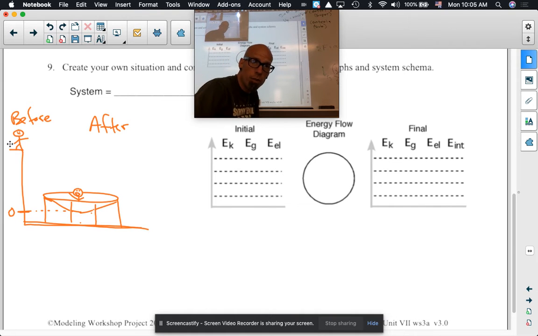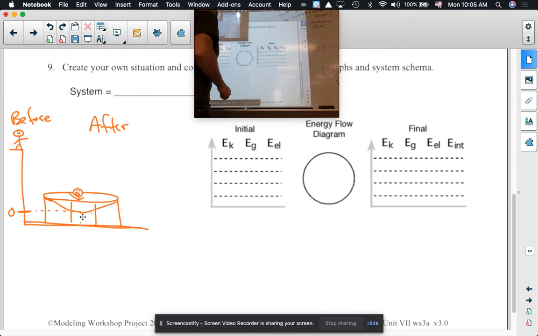For the before, the initial picture, and notice I have a little 0 mark here, which is about at the bottom of where the trampoline is going to end up going. I'm going to say that this person has a full 4 blocks of gravitational energy as he or she stands up here at the top of the building or whatever that is.